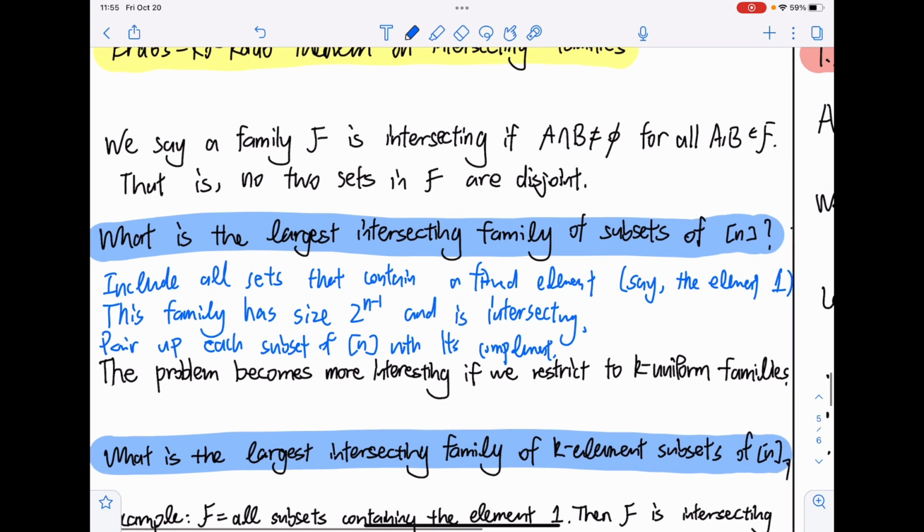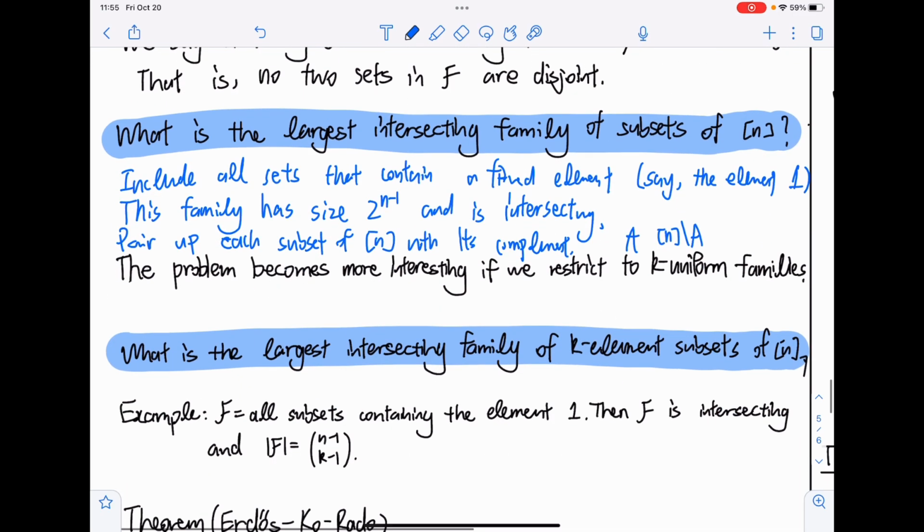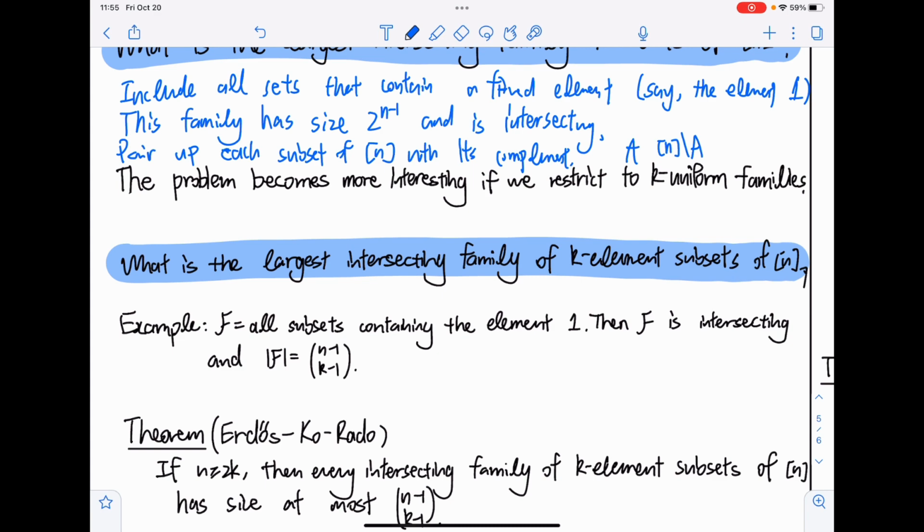And actually at most one of such a and its complement, taking a out of 1 to n, at most one of them can be in the intersecting family, so at most half of all such sets can be in an intersecting family. And the question becomes more interesting if we restrict to k-uniform families. The problem becomes: what is the largest intersecting family of k-element subsets of [n]?